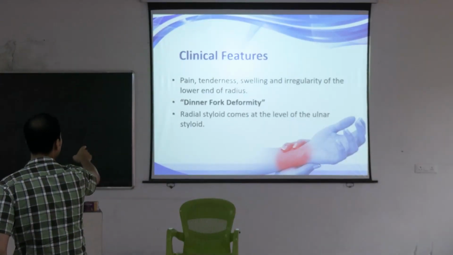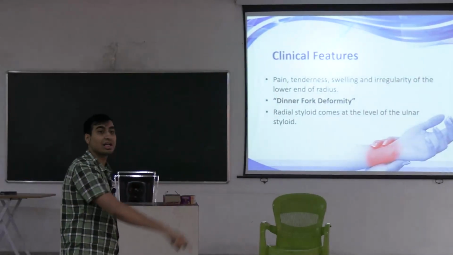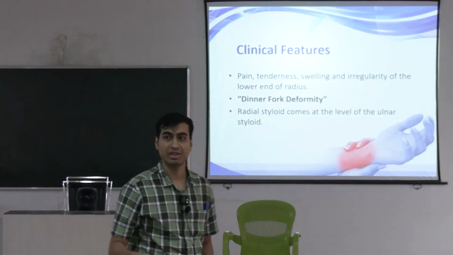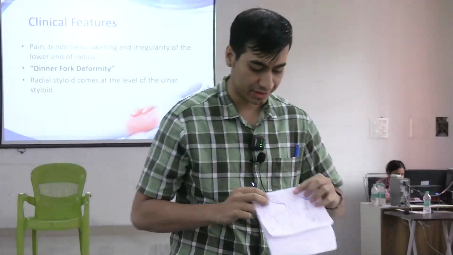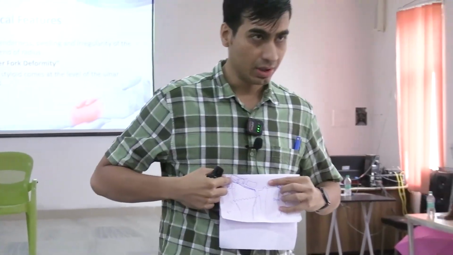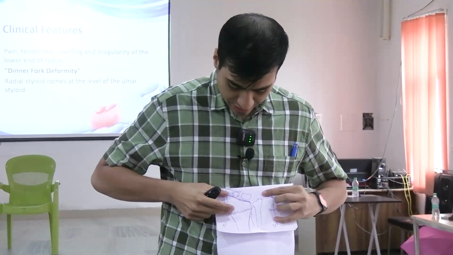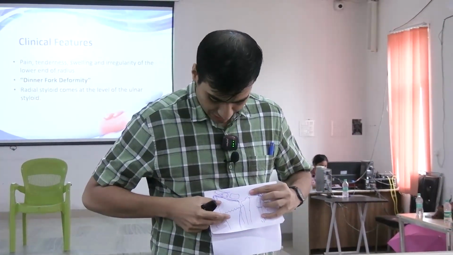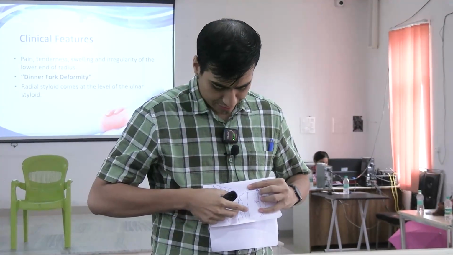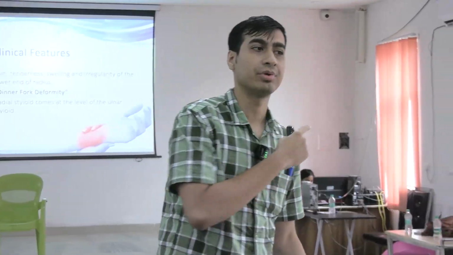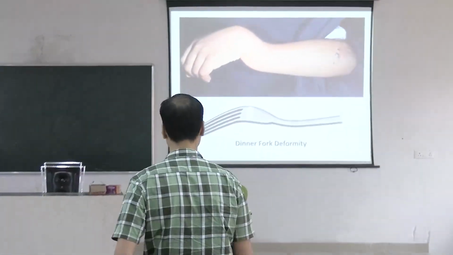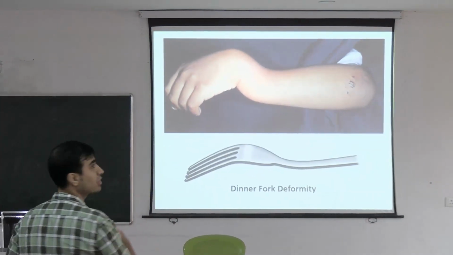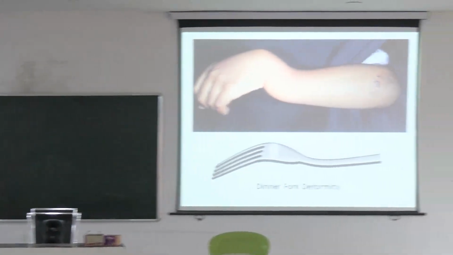And see what is written, the radial styloid comes to the level of the ulnar styloid. That is what you mean by impaction of fragments. This is the normal anatomy, but when there is a fracture, it comes down, and the radial styloid comes in line with the ulnar styloid. That is the impaction of fragments mentioned here in the clinical features. This is the dinner fork deformity, and this is how you are going to get a Colles fracture.